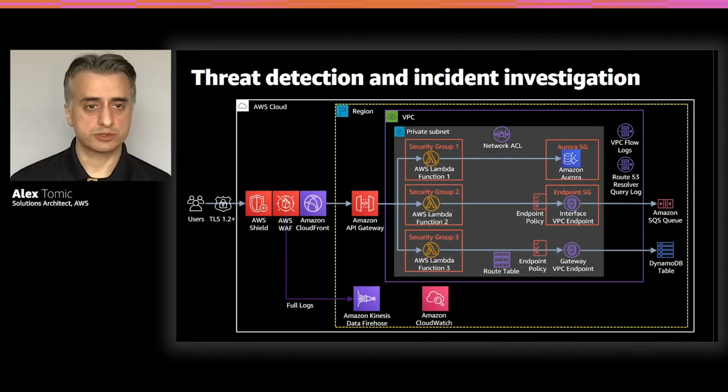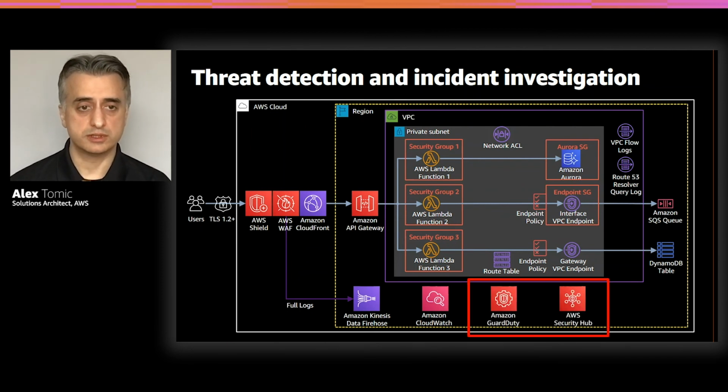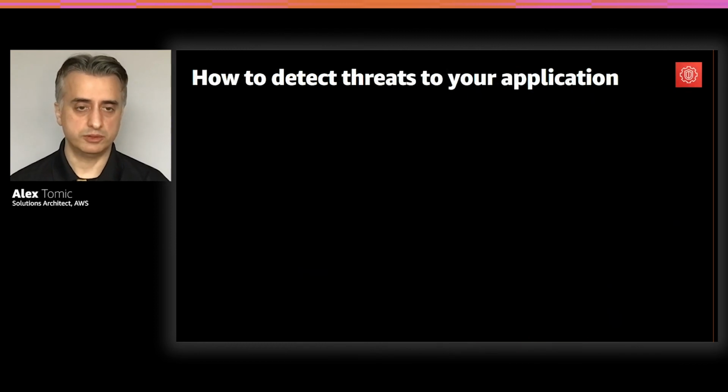Okay, let's get back to our serverless architecture. Now, we're gathering logs and we're analyzing data about incoming requests, traffic flows, and DNS queries. But how will we know if there's some unwanted activity that we really need to react to? Well, the next group of services will help us identify threats and respond to them and potentially investigate as needed. These services are Amazon GuardDuty and AWS Security Hub. Let's dive into how these services can help us.